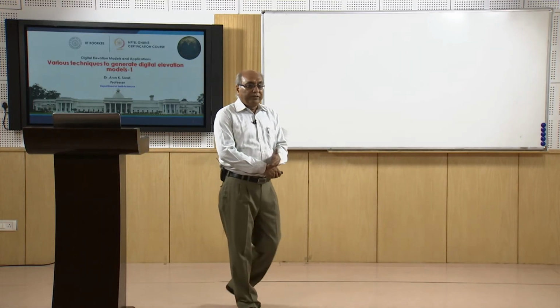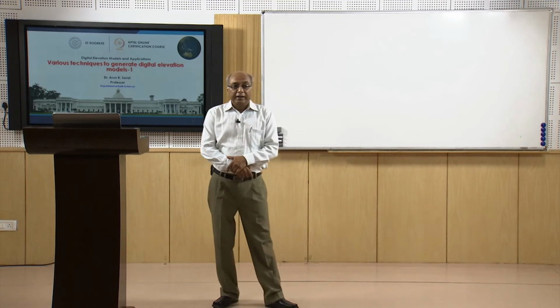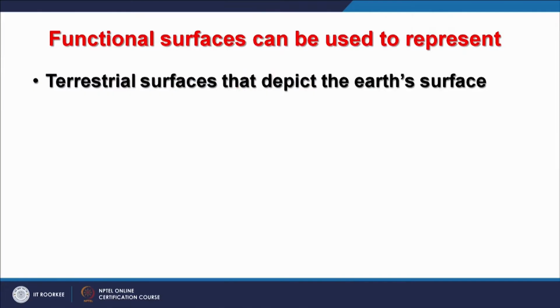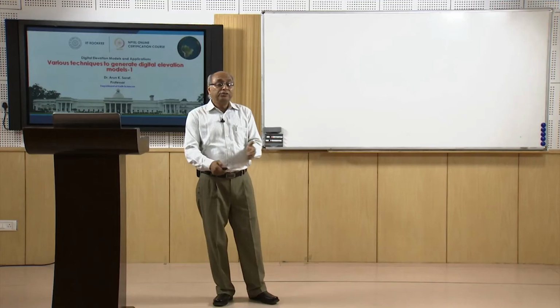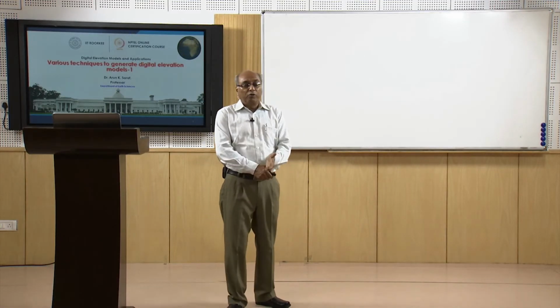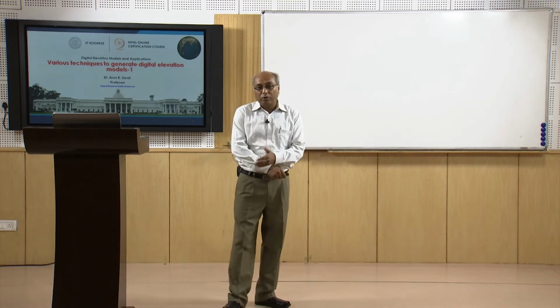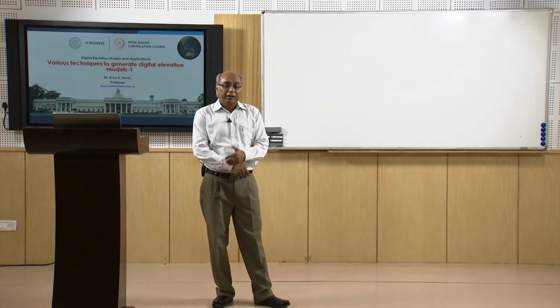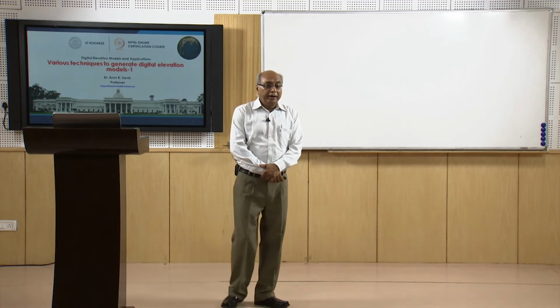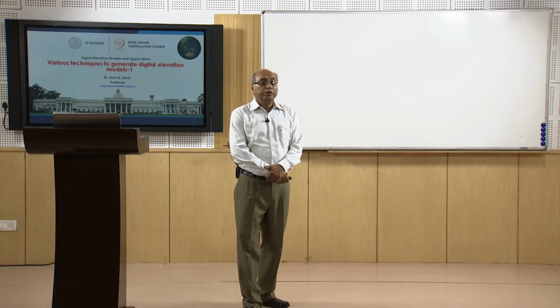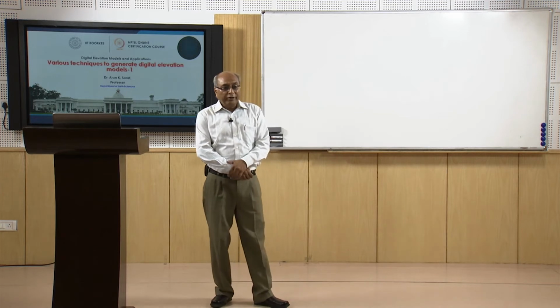Now, functional surfaces can be used to represent terrestrial surfaces that depict the Earth's surface, maybe the moon surface or Mars surface, because for a planet like Mars or a satellite of Earth like the moon, these digital elevation models have been generated. These functional surfaces can also represent statistical surfaces, which describe demographic and mathematical surfaces used in arithmetic expressions. So, various techniques are there.